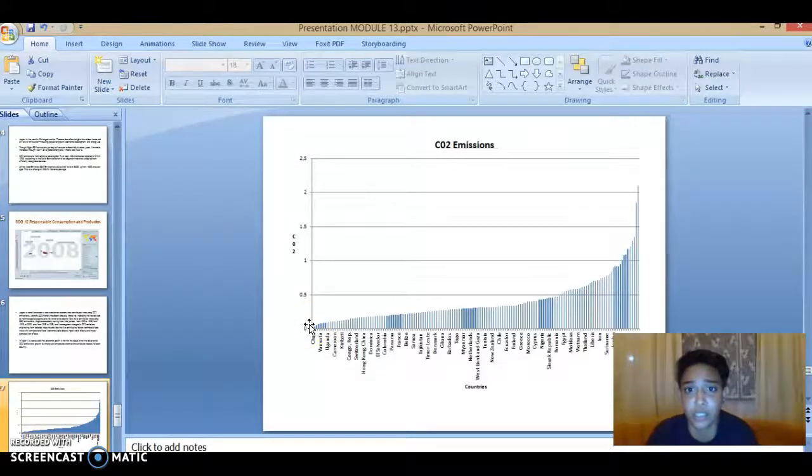This is the chart of the CO2 emissions, where you can clearly see that Kazakhstan is one of the countries with the highest CO2 emissions. That's because Kazakhstan's income is dependent on oil production. And Trinidad and Tobago, Russia, all of them are oil producing countries. So that's why in these countries the CO2 is very high.